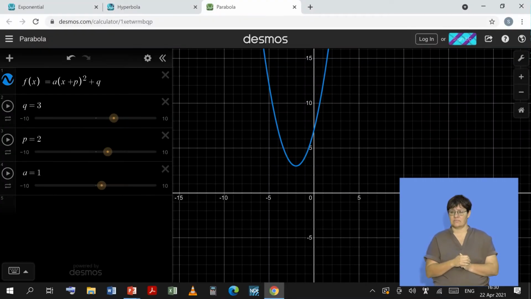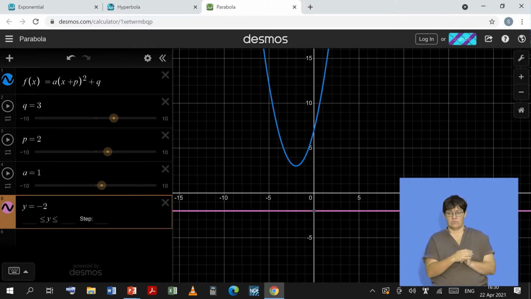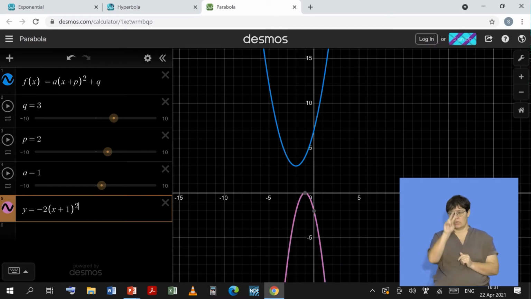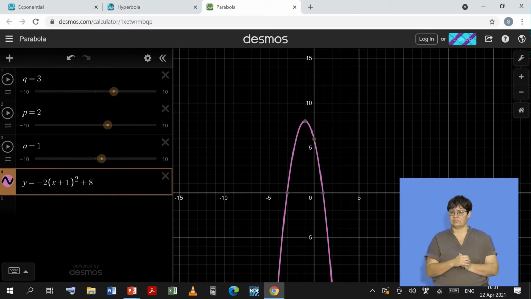So going back here, for me to draw this graph that I am talking about, this will then be y is equals to negative 2 into (x plus 1) all squared, plus 8, right? So you can see now where the graph is, right? So maybe let me just take this away, and this is how the graph will look if you wanted to look at the actual simulation.